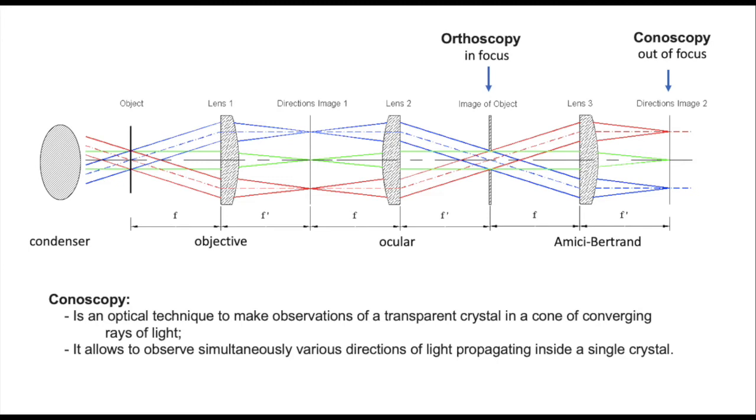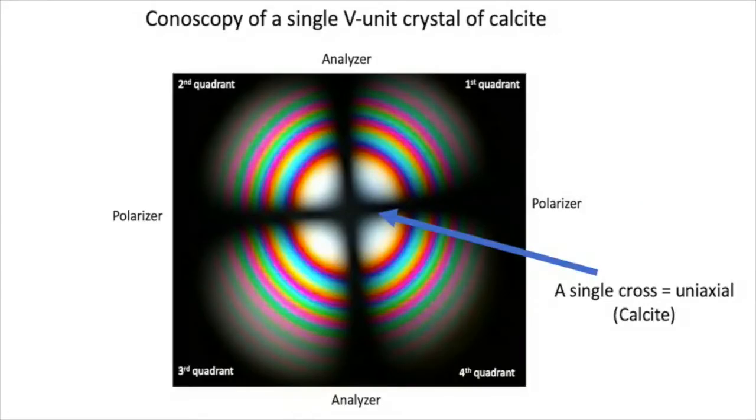We also need to select a mineral that has its optical axis as vertical as possible. In terms of calcareous nanofossils, this would be equivalent to selecting a V unit. And this is the image we obtain by conoscopy. The black cross has an obvious relation with the directions of polarizer and analyzer.